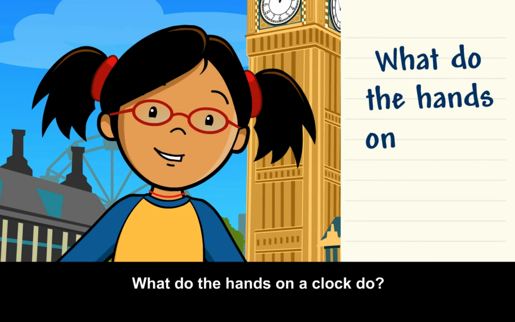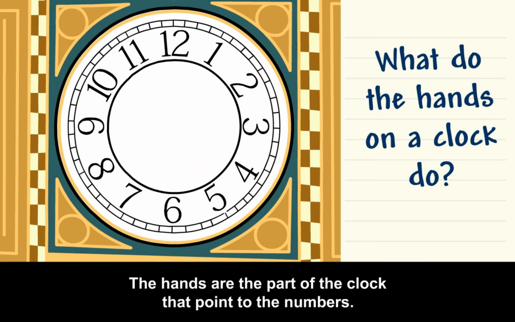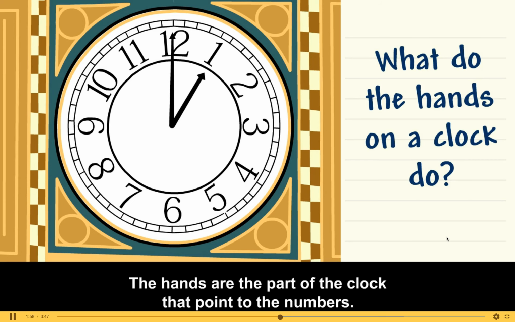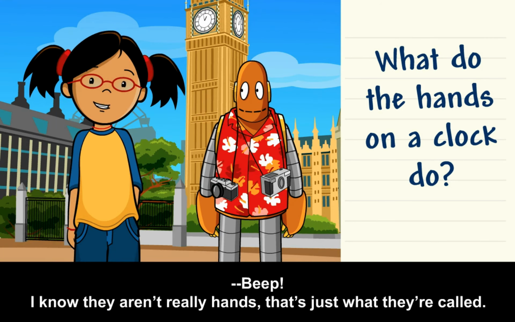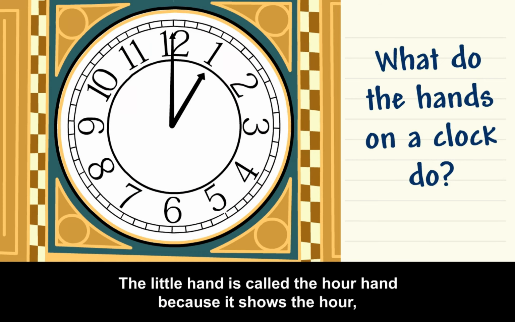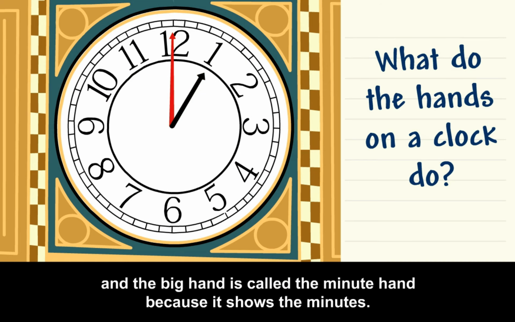What do the hands on the clock do? The hands are the part of the clock that point to the numbers. I know they aren't really hands. That's just what they're called. The little hand is called the hour hand because it shows the hour. And the big hand is called the minute hand because it shows the minutes.